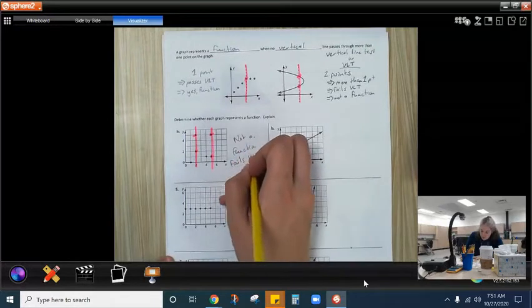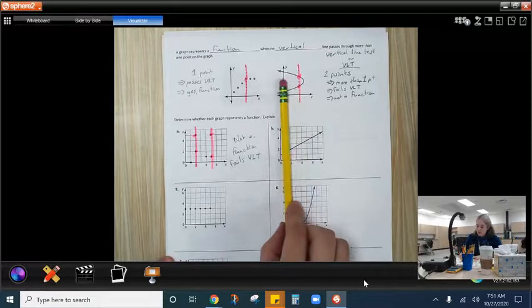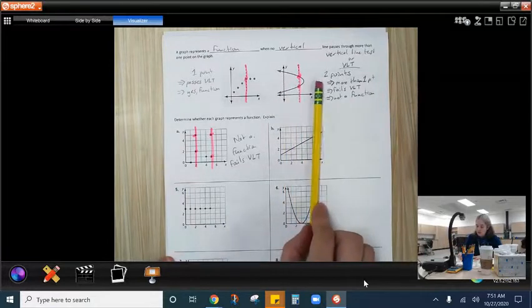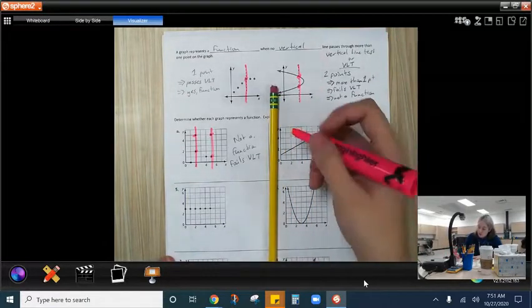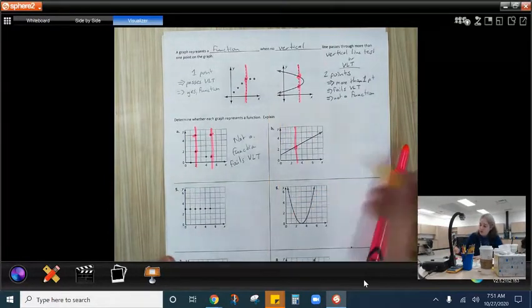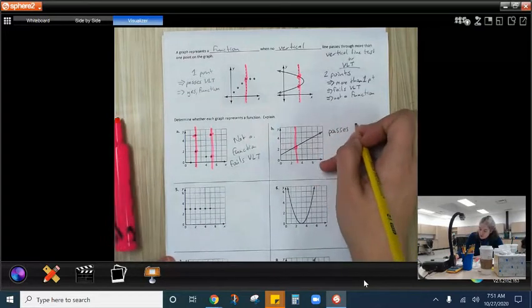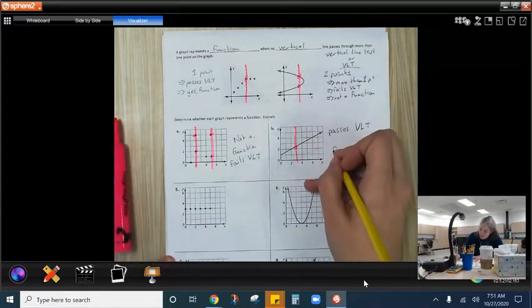It fails the vertical line test. So then when I come over here to this next one and I do my pencil, I touch no more than 1 point. I can draw my little vertical line there. So this one passes the vertical line test. It's a function.